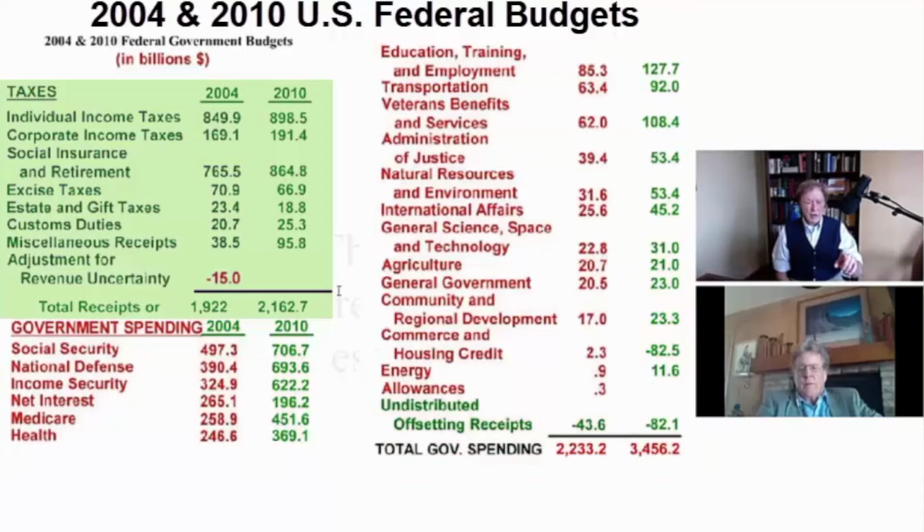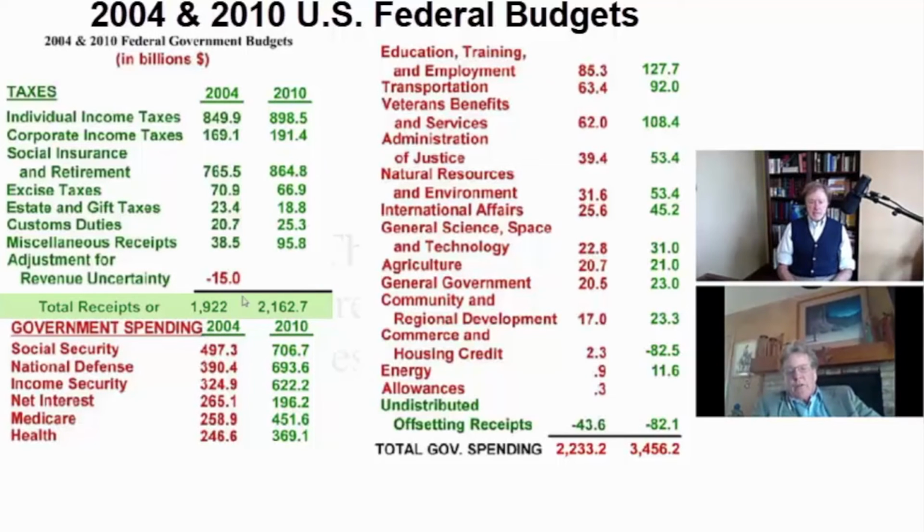Our largest tax revenue, in the upper left area under taxes, is individual income tax at $849 billion a year in 2004, $898 in 2010. Corporate income taxes at $169 billion in 2004, $191 in 2010. Social insurance and retirement, $765 and $864 in 2010. So those are the major taxes the government is receiving for their revenue. When you add up all these taxes, these two numbers from 2004 and 2010 are going to become important in the formula. Yes, total receipts, government revenues.